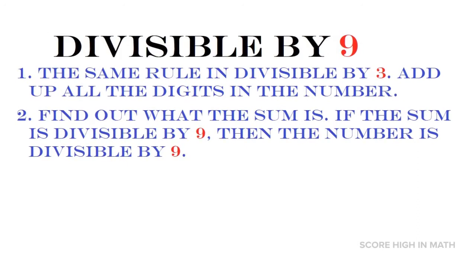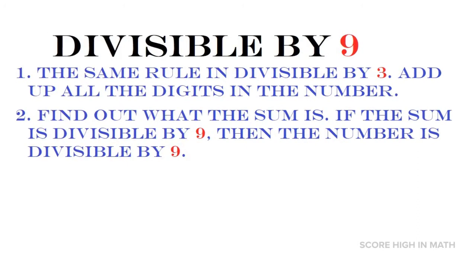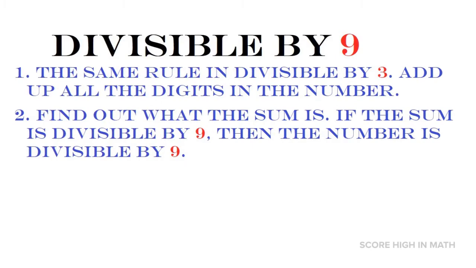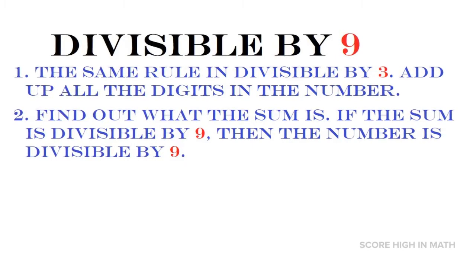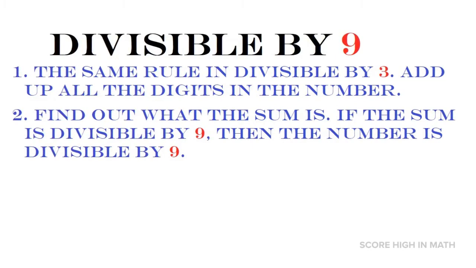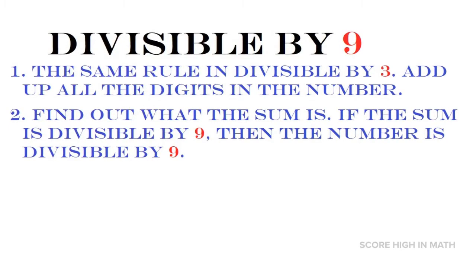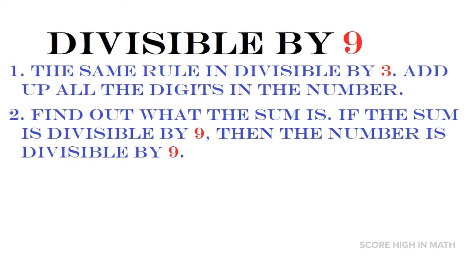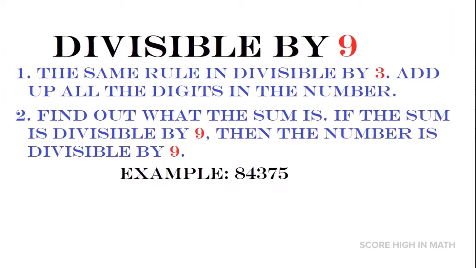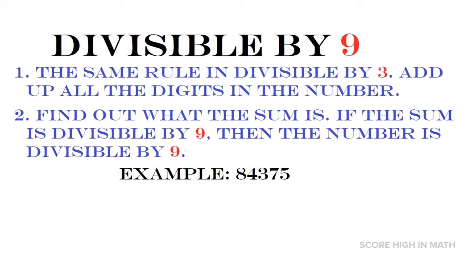Divisibility by 9 has the same rule as divisibility by 3. We are going to add up all the digits in the number. Then, find out what the sum is. If the sum is divisible by 9, then the number is divisible by 9. Let us work on this example.